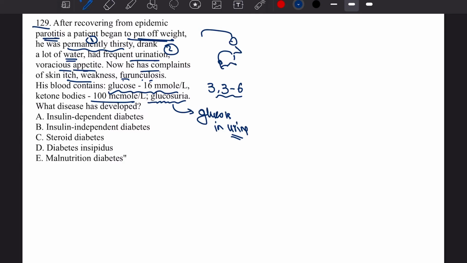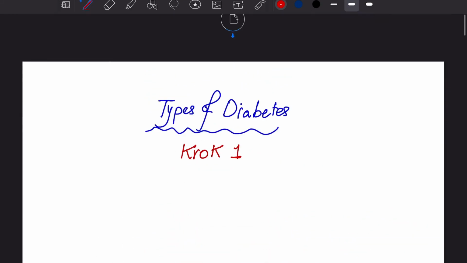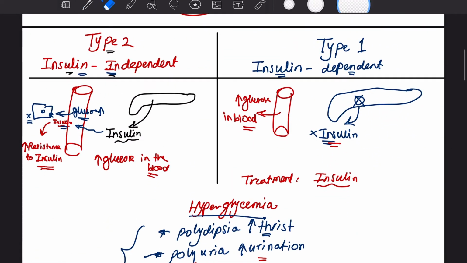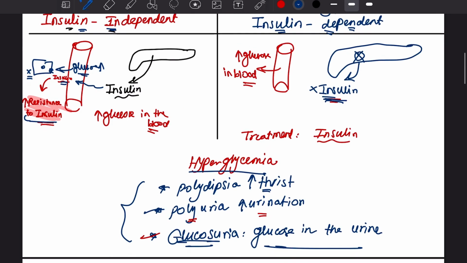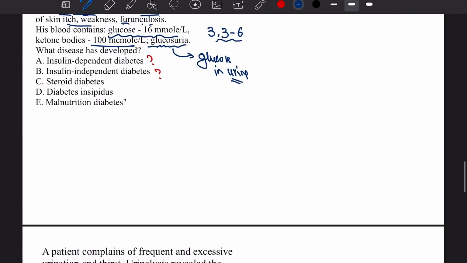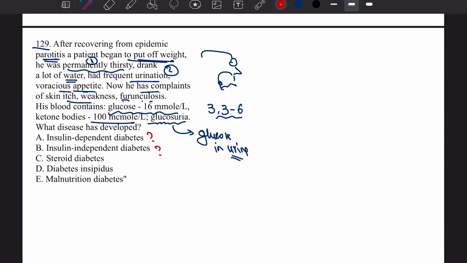We have all the symptoms of diabetes, but which type exactly? Is it insulin dependent or insulin independent? When we were explaining about insulin dependent and insulin independent, we said that the difference between them is in the reason, or pathogenesis. The insulin independent type is because of increased resistance to insulin, right? But insulin dependent, or type 1, is because of deficiency of insulin. But here in the question they mentioned all the common symptoms, and we have no way of knowing which answer is right because we don't have the reason for it. So how do we know?